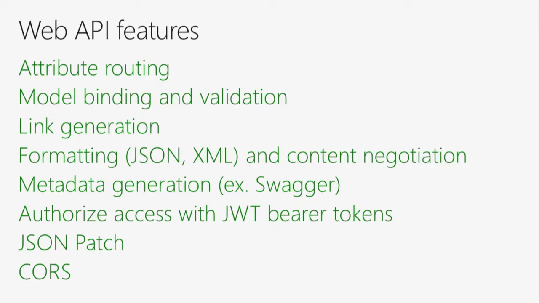You can generate metadata for your Web APIs using standardized formats like Swagger. And we have a wonderful security story for Web APIs as well. We have support for using bearer tokens like JWT, JSON Web Tokens. There's also support for JSON Patch and for CORS. And I'm going to try to show you as many of these features as I can in this presentation. I think I'll get to all of them except for the last two.